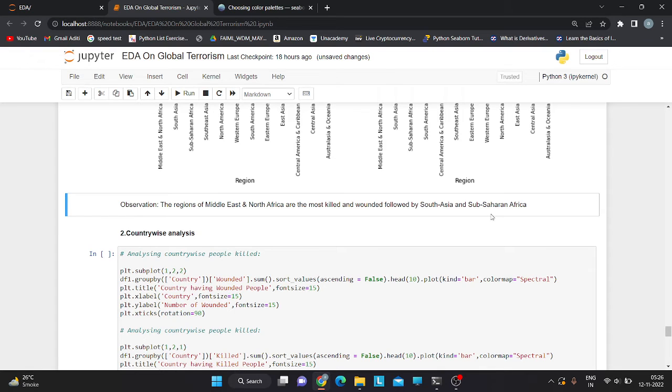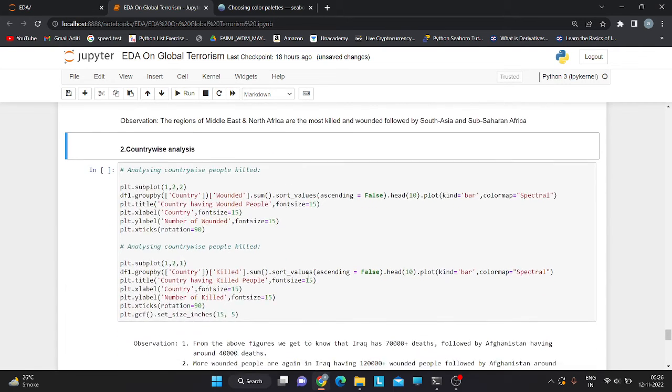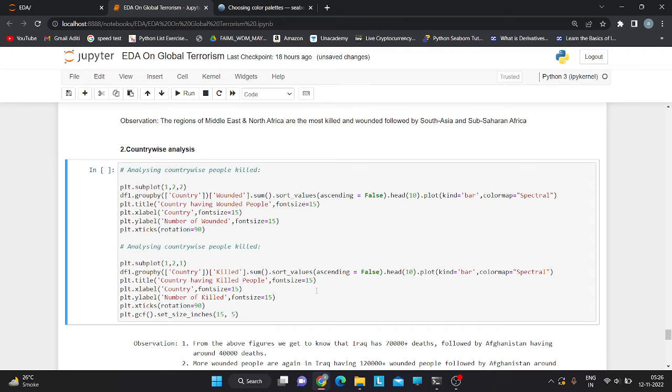So the regions of Middle East and North Africa are the most killed and wounded, followed by South Asia and Sub-Saharan Africa. So let us do a country-wise analysis. Previously we have done region-wise analysis. Now let us do country-wise analysis. So again we are going to plot the subplots wherein we will be seeing wounded people country-wise, killed people country-wise. So subplots will help us to compare things. Let us run this cell.